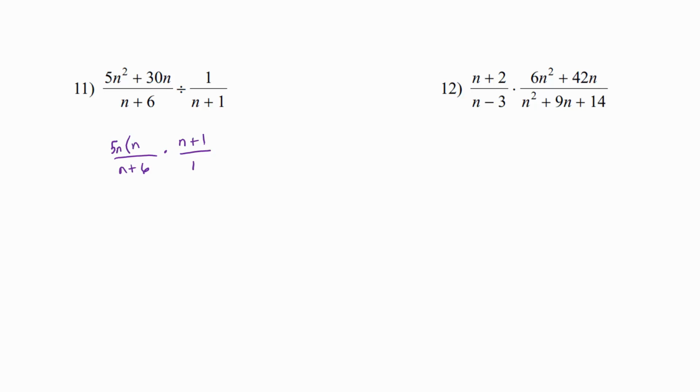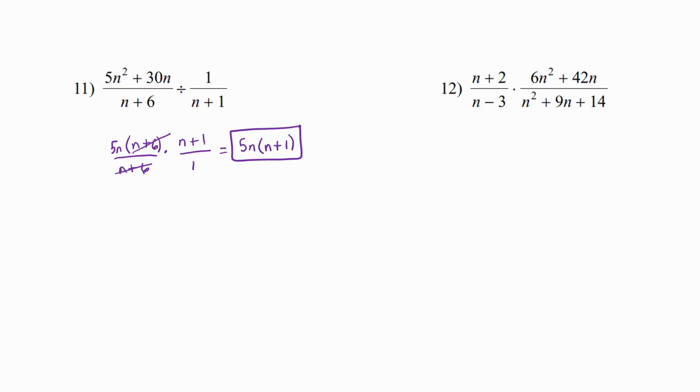And then we are going to write n plus 6, because 5n squared divided by 5n is n. 30n divided by 5n is 6. So it looks like n plus 6 and n plus 6 cancel out. And then the 5n and the n plus 1 just need to go next to each other, like so.